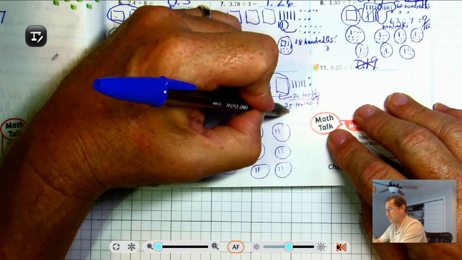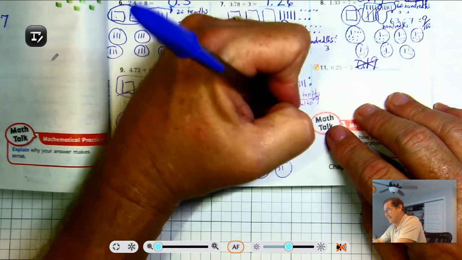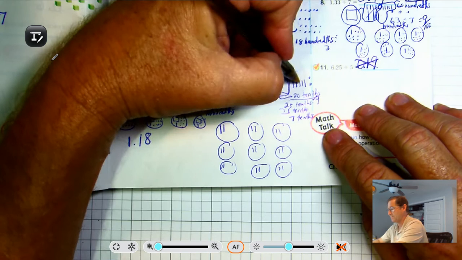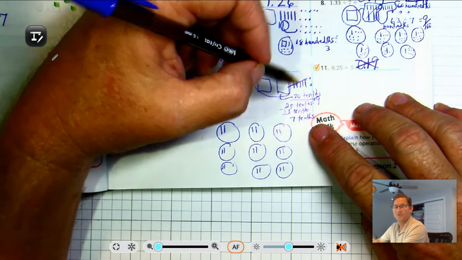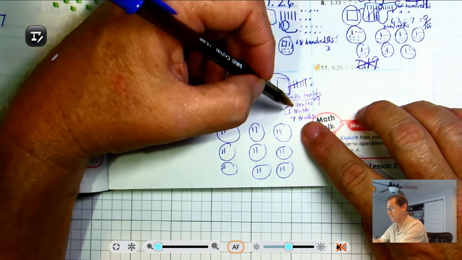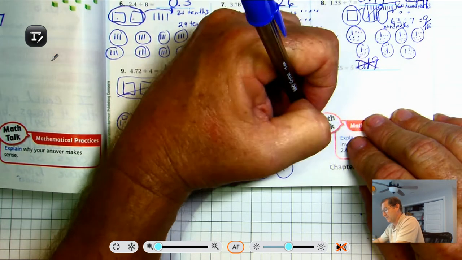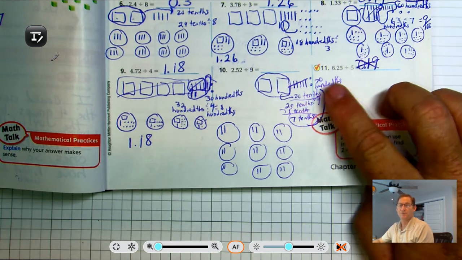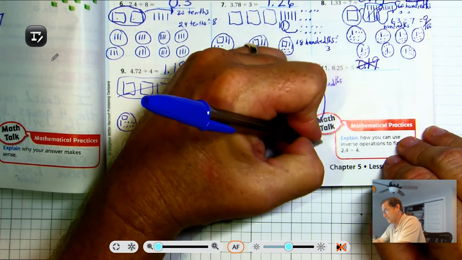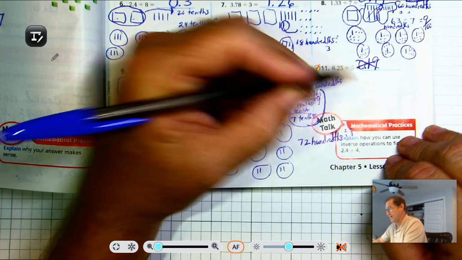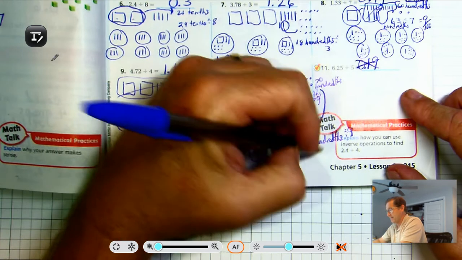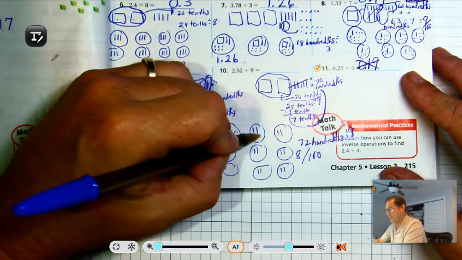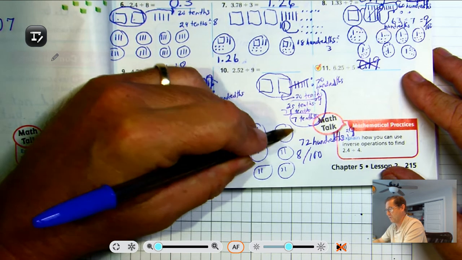So 25 tenths minus 18 tenths gives us 7 tenths left. So 7 tenths are left. And we can't share those with 9 groups, so we're going to trade 7 tenths for 70 hundredths. We have 72 hundredths divided by 9. 72 divided by 9 is 8 hundredths. So we have 4 hundredths in each group.